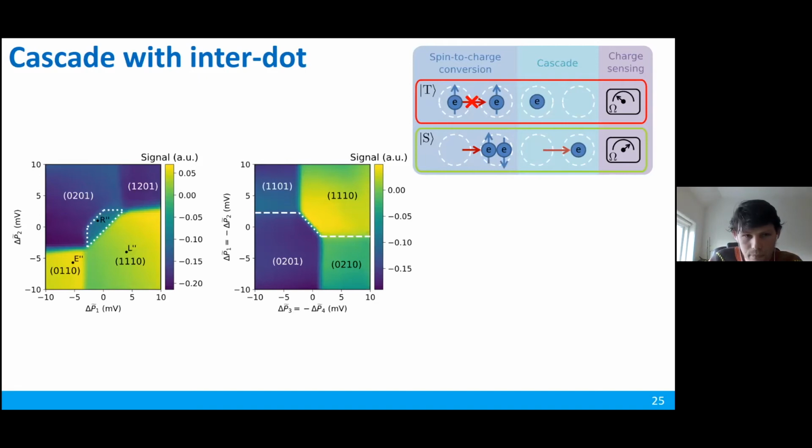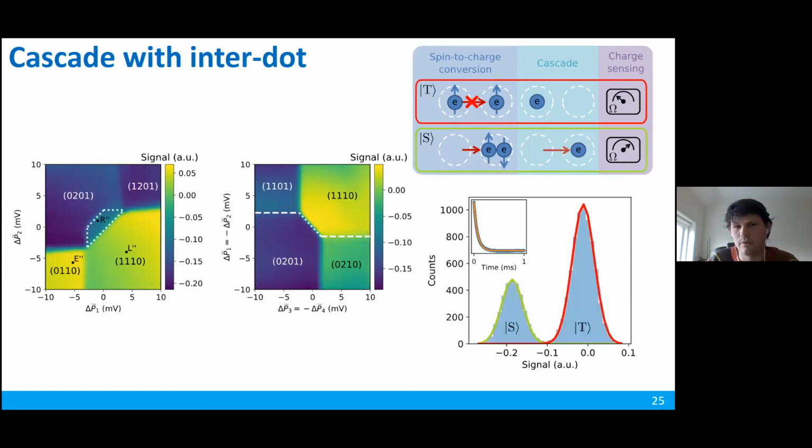As we go vertically down in this diagram, we again push the left 2 electrons together, and we can have a transition between the 1-1-1-0 charge state and the 0-2-0-1 charge state. So we again have a cascade, but now it's between the third and the fourth quantum dot. With this scheme, we can also find really strong separation between the two signals, so we can also achieve much higher readout fidelities.